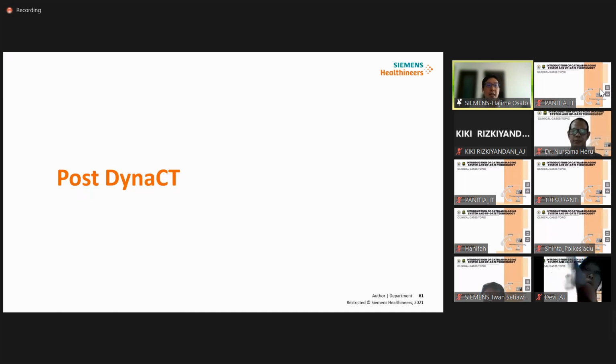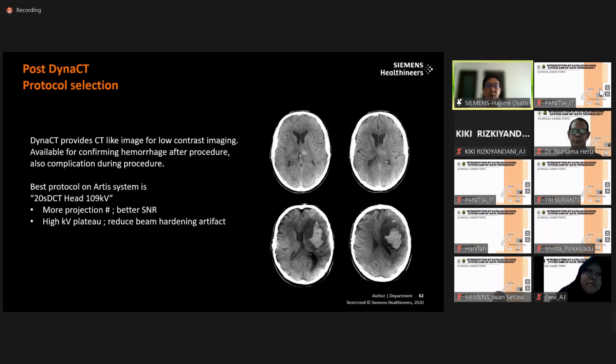And post Dyna CT. After a neuro procedure, hemorrhage confirmation is required. Dyna CT is an easy way to get a CT-like image and evaluate the soft tissue. So protocol selection is quite important.